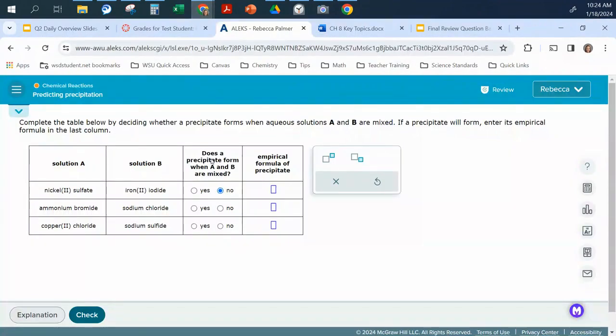So yes, they're soluble. Does a precipitate form? No. So if both of those are yes, then we put no on the form.